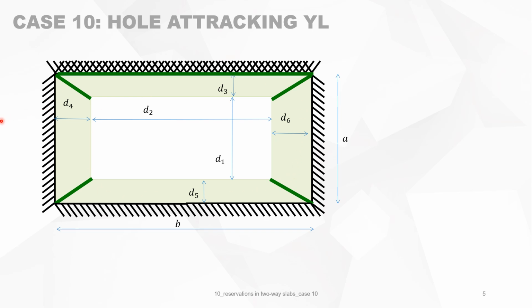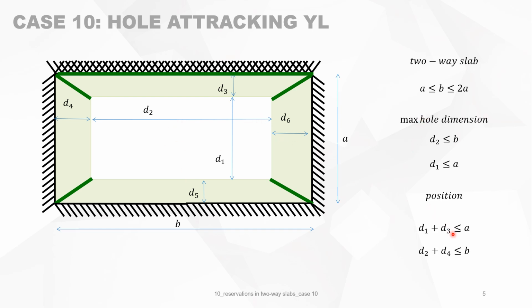And the conditions of case 10, of course, there is also a yield line at the fixed end. And the conditions are that it's a two-way slab and the maximum hole size, of course, but also that for the position, D1 plus D3 must be smaller than A. That's obvious. And D2 plus D4 must be smaller than B. And then, like I said before, we have the relationship between A, B, and D1, D2, D3, D4, D5, and D6.